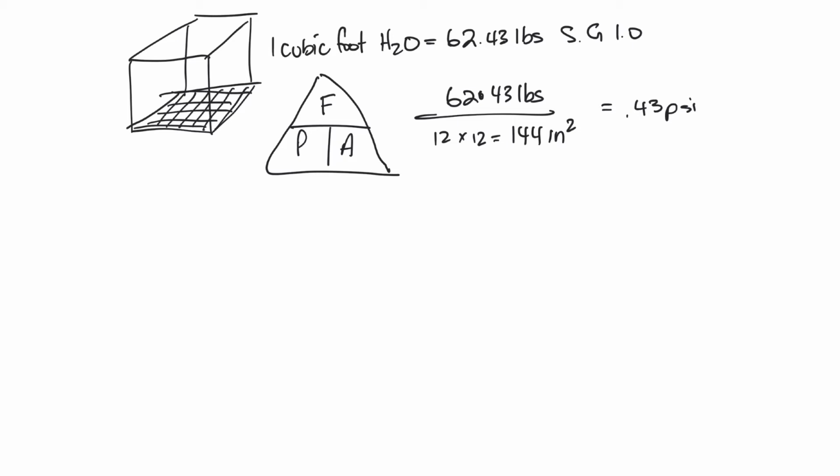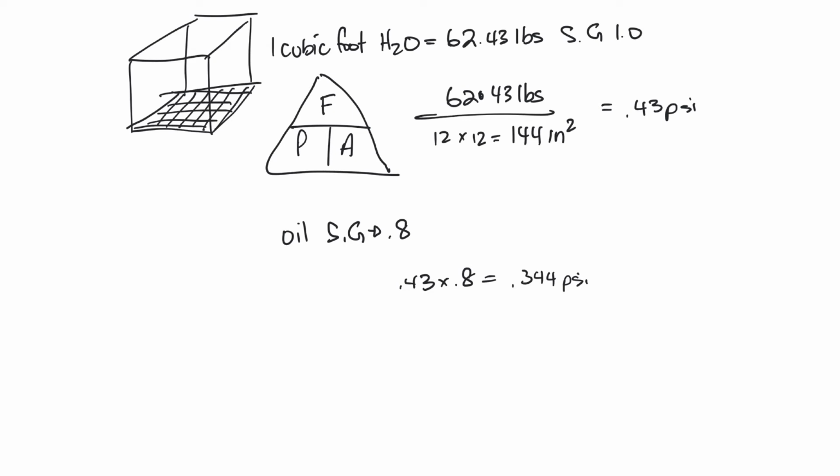Now, if we assume oil has a specific gravity of 0.8, then we can simply calculate the same head pressure by using that vertical foot of oil. We just modify the 0.43. We would say 0.43 times 0.8, and we get 0.344 psi for every vertical foot of oil.